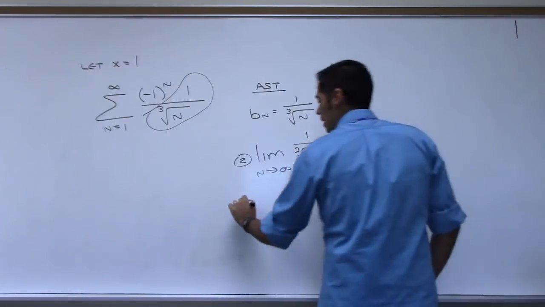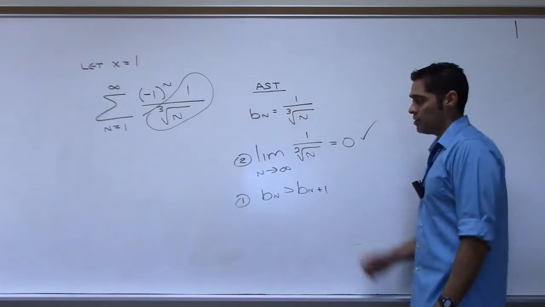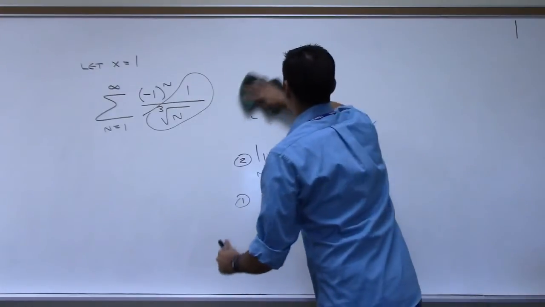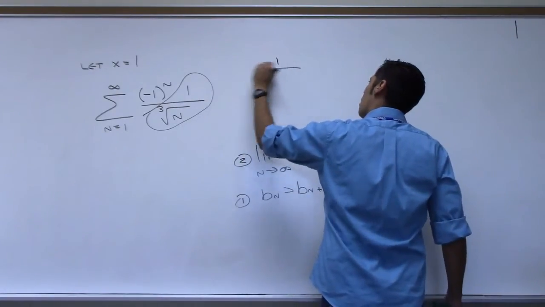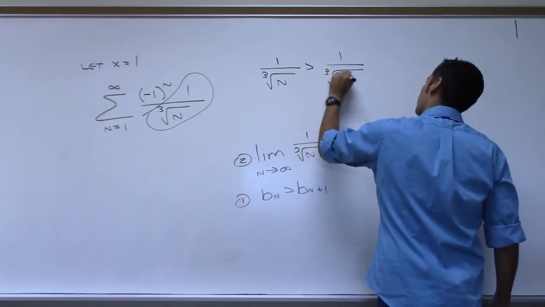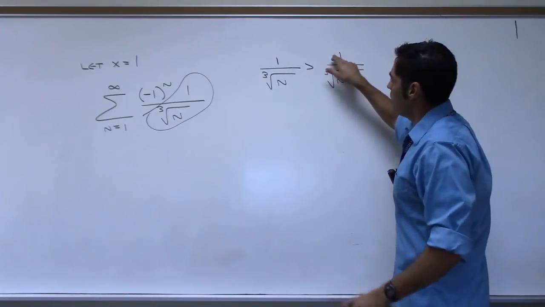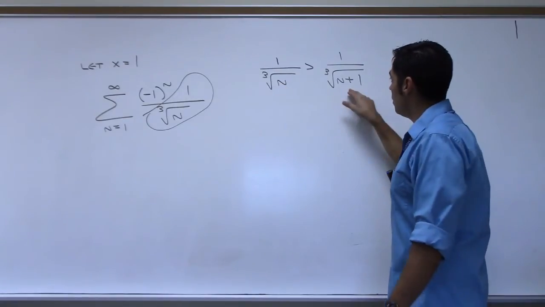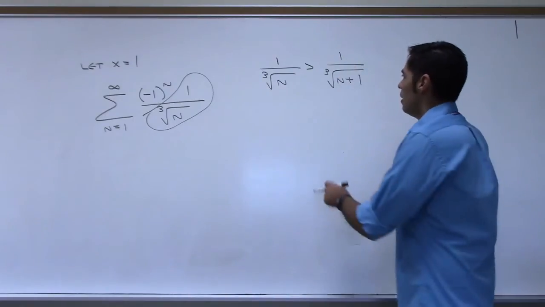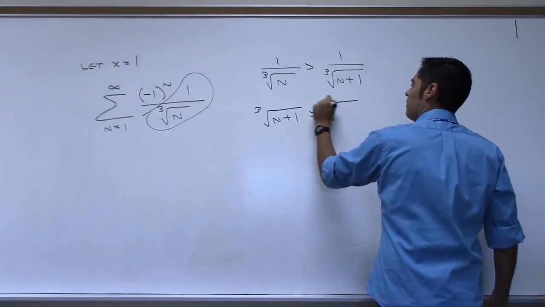Now all I need is to show that b sub n is greater than b sub n plus 1, so that it's a decreasing sequence. So let's do that. I'm going to do b sub n here. I need to show that 1 over cube root of n is greater than 1 over cube root of n plus 1. And I could just stop right there and say yes, because the numerators are exactly the same. This denominator is smaller than this one. Or you could say this one is bigger than this one, which means this fraction is smaller. But you could also just do your little kind of algebraic simplification here.